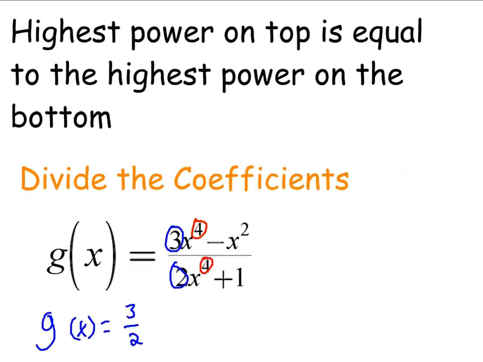Highest power on top is equal to the highest power on the bottom. You are going to divide the coefficients to figure out what the horizontal asymptote is. So here I have everything circled, but let's read this function. G of x equals 3x to the 4th minus x squared over 2x to the 4th plus 1. What's the highest power on top? 4, right? Highest power on the bottom, 4. They're equal. So the rule is you divide the coefficients, and the coefficient means the number in front of the variable. So I'm just going to divide the coefficient of x to the 4th on top, which is 3. Coefficient on the bottom of the x to the 4th is 2.